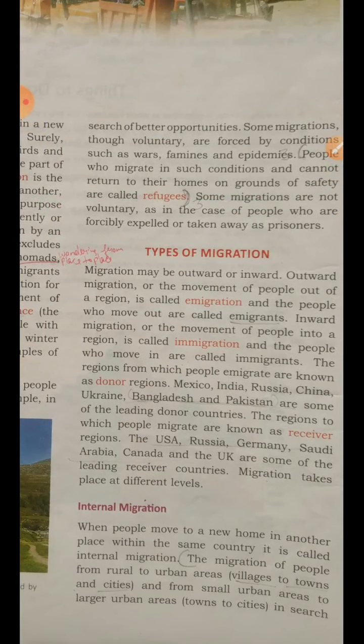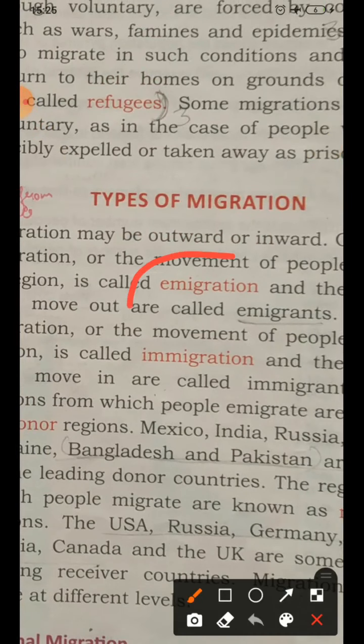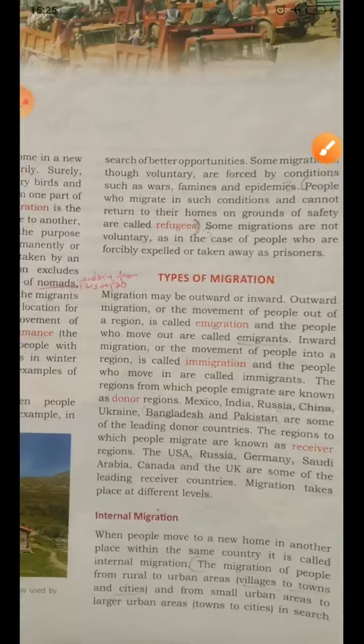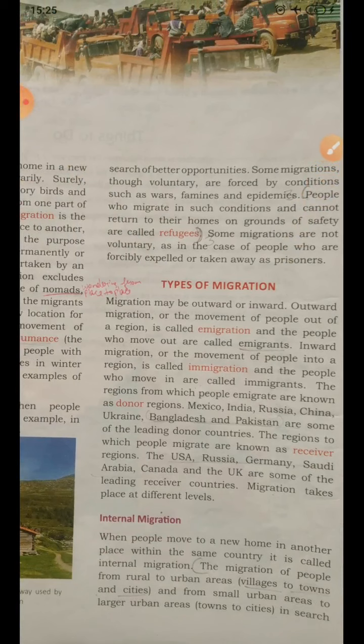Now we are on types of migration. Migration may be outward or inward. Outward migration means moving of the people out of a region, that is called emigration. Focusing the spelling of emigration is starting from E. It means like exit, going out. And the people who move out, they are called emigrants.